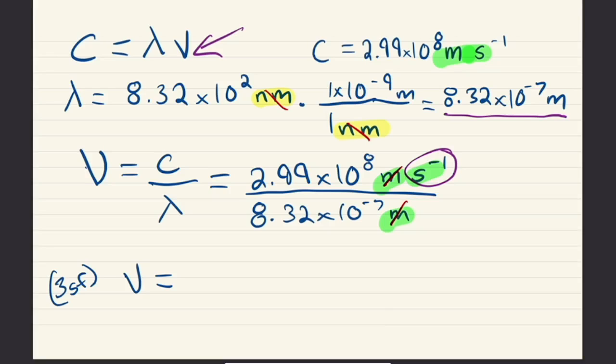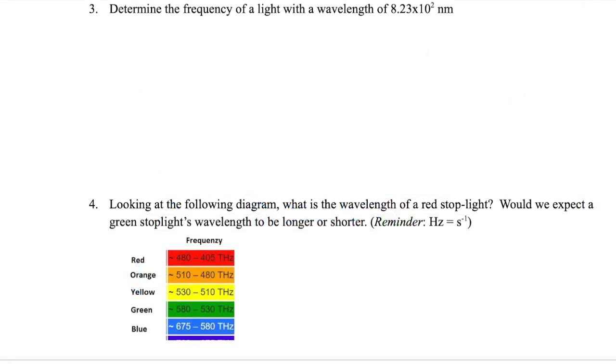Now, looking at the following question, it talks about what is the wavelength of a red stoplight. Here I have listed for you some of the generic colors on the visible light spectrum and their frequencies in terms of terahertz. We must remember the prefixes we are going to see in future assessments, and these prefixes need to be familiar to you. What is the wavelength of a red stoplight? First question. Second question, would we expect a green stoplight's wavelength to be longer or shorter?